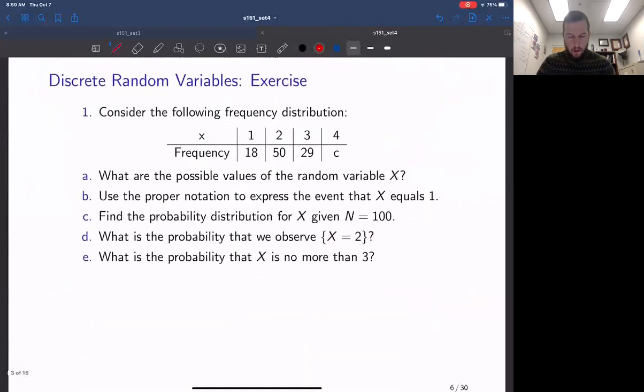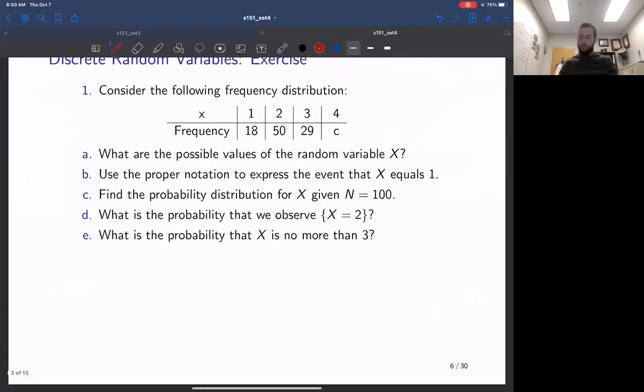Okay, so for example, in question 1 here, I have a frequency distribution for the random variable x, which takes on values 1 to 4. So the first question that we're being asked is, what are the possible values for the random variable x? From our distribution, we can see that x takes on values 1, 2, 3, and 4. We have the frequencies, and then we're being asked to express the possible values for x. So that's simply 1 to 4. That's all that's looking for.